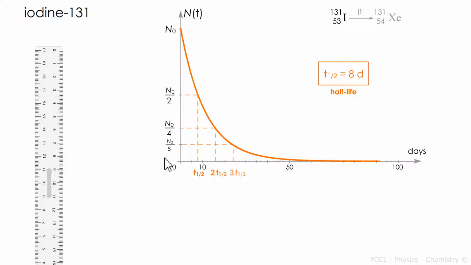Be careful. Here, we divide each time by 2, and on the x-axis, which is the axis of the durations, we add each time a half-life. 1 half-life. 2 half-lives. 3 half-lives. 3 times 8 equals 24. We are at 24 days. That's it for this example.